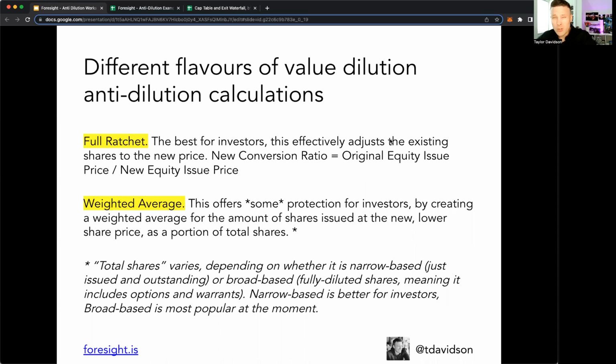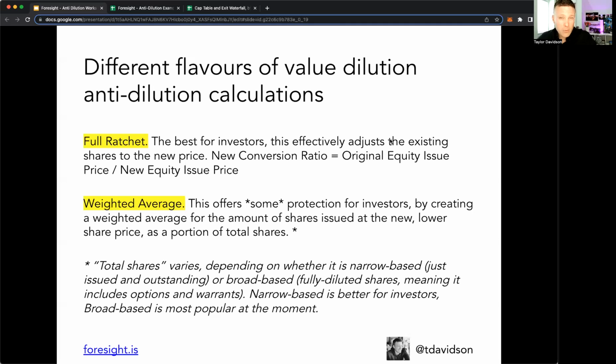And what you do in this case is there's a slightly different formula to calculate it. And there's basically two different ways to do it. One called broad-based, and another called narrow-based. Basically, the difference is that part of the formula is the total number of shares prior to the round, and the difference is what you count as the number of shares. So narrow-based is fully diluted shares prior to the round, not including options and warrants. Broad-based says you do include options and warrants. Narrow-based is a little bit better for investors.